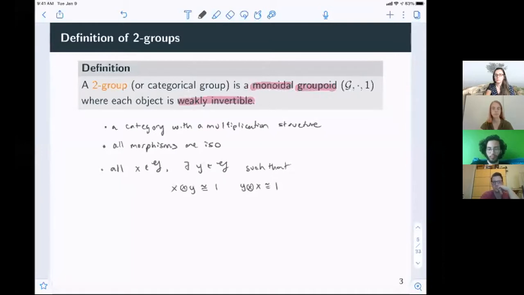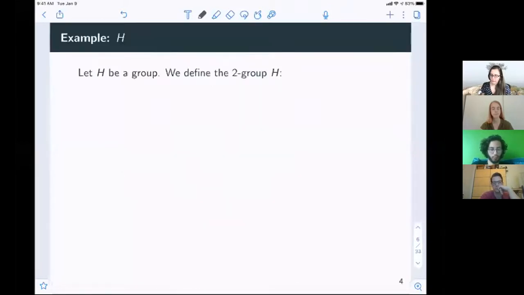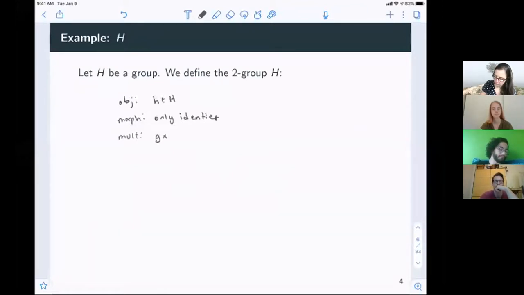Okay, so the first easiest example of a 2-group is just starting with any group H. We can define a 2-group that has objects just h in H. Morphisms are only the identities. And then our multiplication structure is given by g tensor h is just equal to gh, the multiplication from H.